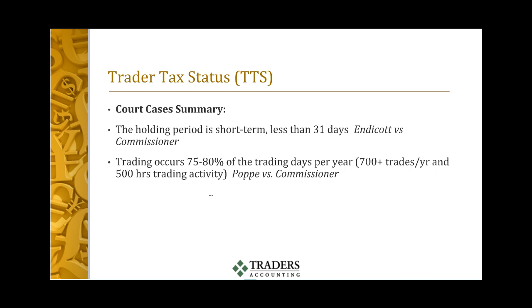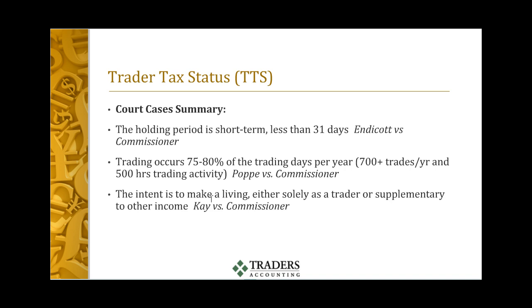So in Poppy versus Commissioner, Poppy sued the IRS and said, listen, I'm making all these trades. And the court came back and said, yeah, you are very actively engaged in your business. It really works out to about 700 trades per year and about 500 hours of trading activity. Now that breaks down usually to about 4 trades a day and 4 to 6 hours a day doing trading and research. Research counts as well. So that is one of the qualifications that we ask people if they have to meet trader tax status.